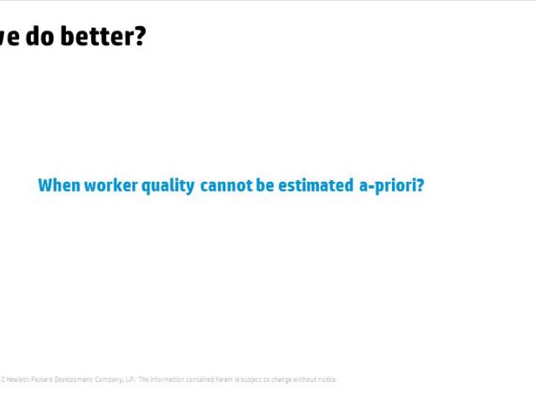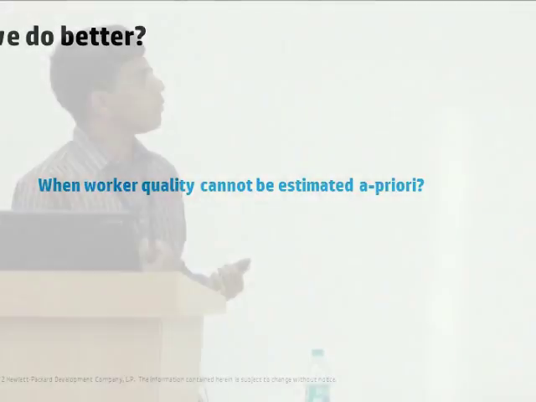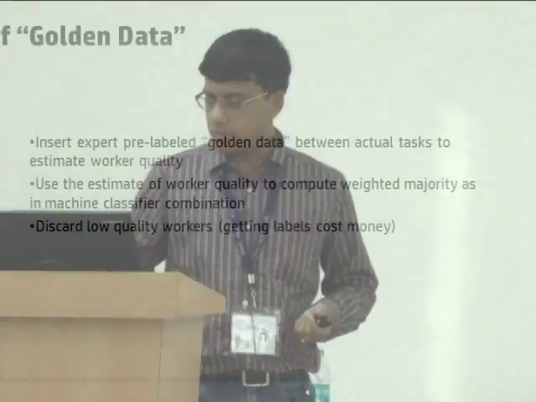People have also tried weighted majority vote, which again is a very natural thing to try because of classifier combination, where you have weighted classifiers. Again, the problem is that you cannot use all the theory of classifier combination there because you don't know the worker quality. So what can we do better when the worker quality cannot be estimated a priori?